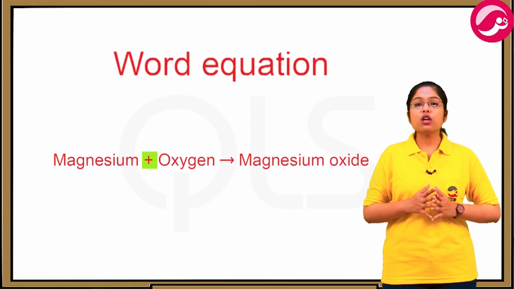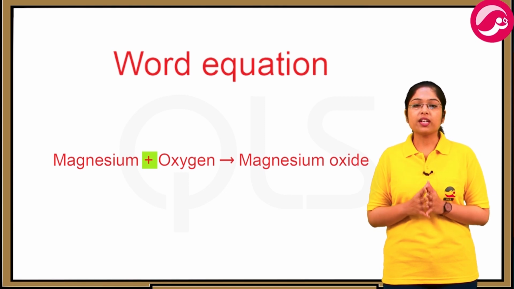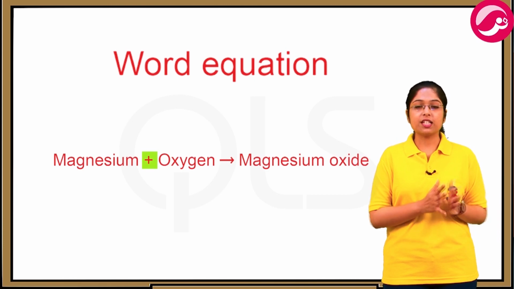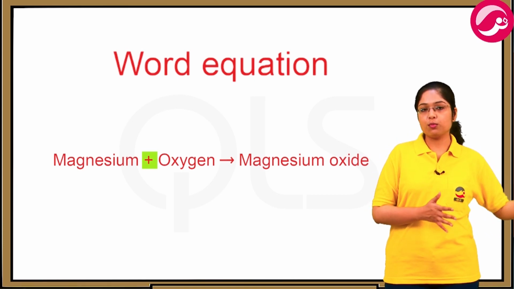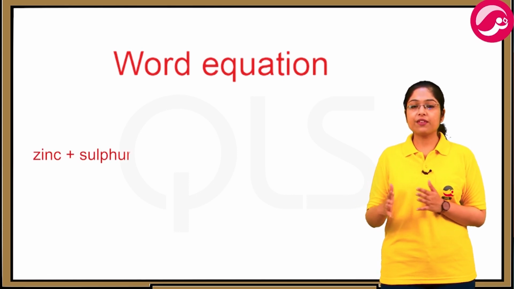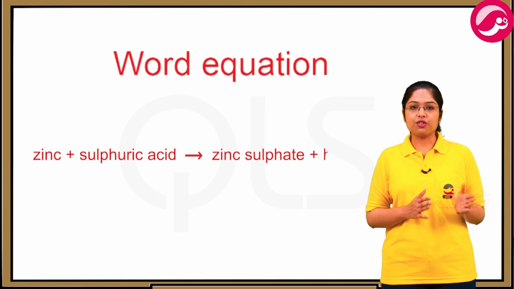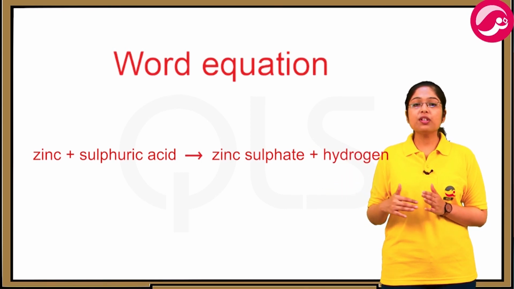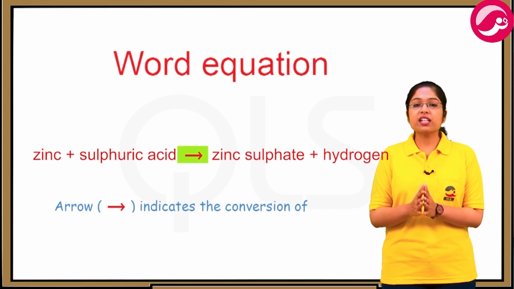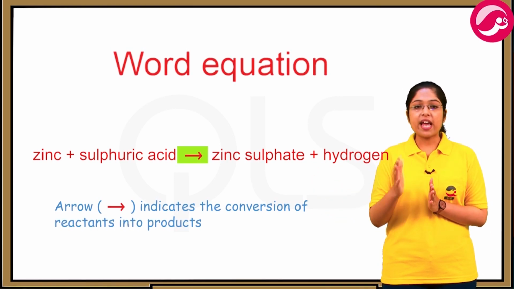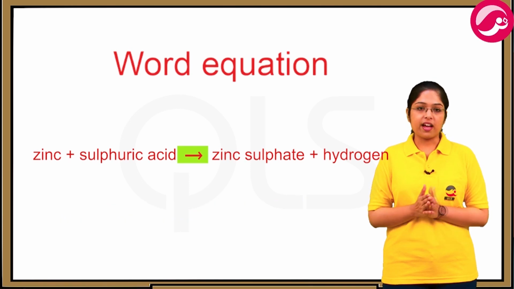Similarly, plus sign is also introduced between the products when more than one product is formed. जब एक से ज़्यादा product form होता है, तब हम उनके बीच में plus sign लगाते हैं. For example, when zinc reacts with sulfuric acid, it gives out zinc sulfate plus hydrogen. One more important thing to observe, an arrow pointing towards the right hand side is always used between reactants and products. This arrow indicates the conversion of reactants into products. ये reaction के direction को show करता है, reaction किस direction में proceed कर रहा है.